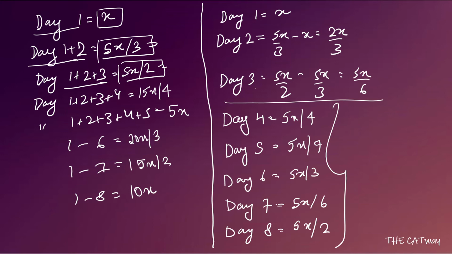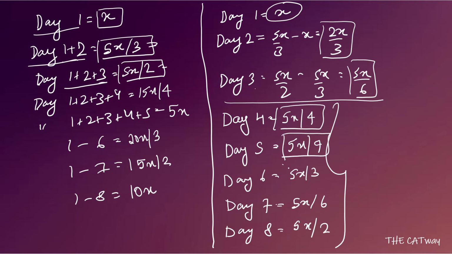Now we have the values for each and every day. That is, on the first day x cars were sold. On the second day it was 2x by 3. On the third day it was 5x by 6. On the fourth day it was 5x by 4. Fifth day 5x by 4. Sixth day 5x by 3. Seventh day 5x by 6. And eighth day 5x by 2. Now you know how many cars were sold on each day individually.